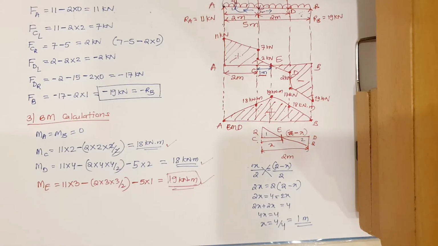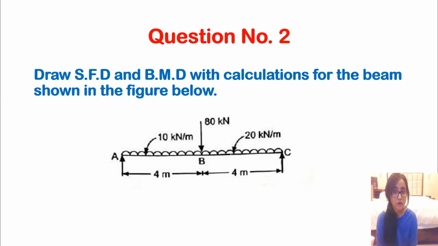So I hope this numerical is also clear. So let us solve the second and the final numerical for this session. In this session, the diagram of the beam along with the loading is given, and for this simply supported beam, we need to find the shear force and bending moment diagram, and we need to write all its important values. So let us see how we can draw the shear force and bending moment diagram for this simply supported beam. Let us get going.